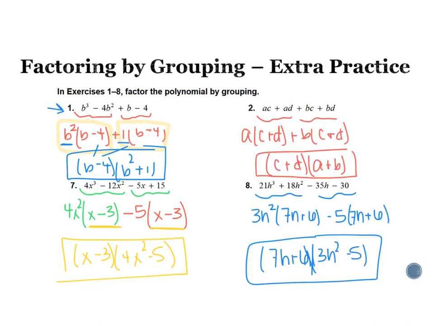All right, hopefully for 2 you got the quantity c plus d times a plus b, and then for 8, 7h plus 6 times 3h squared minus 5. So let's go on and look at factoring completely.